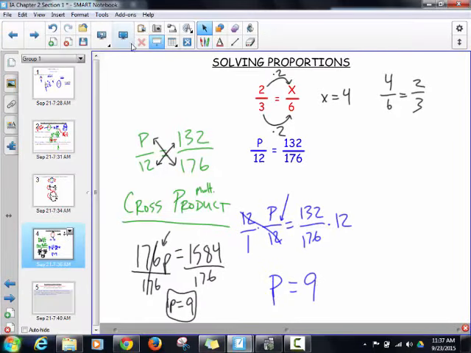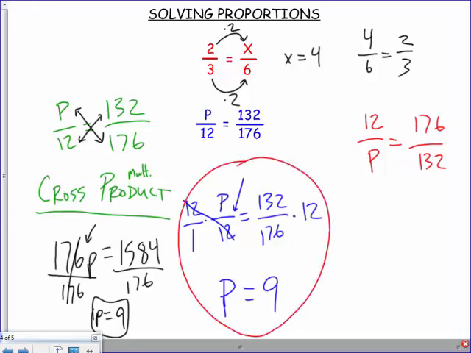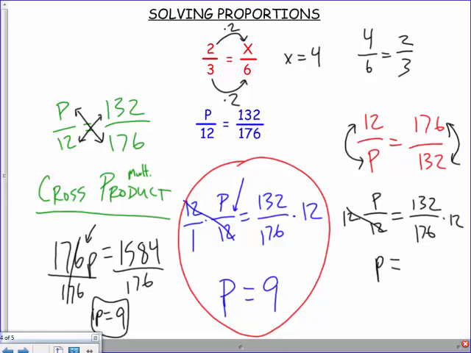Well, let's just say the variable was on the bottom. What if it was 12 over p equals 176 over 132? Okay, and you really like this middle method right here. You like doing this method, just multiplying what it is. Well, all you have to do is get the variable on top. So I could just flip-flop. I could flip these two around as long as I do what? Flip these two around. So I could rewrite this as p over 12 equals 132 over 176, and then just simply multiply by 12. Okay? So any method, cross product or algebraically, is just fine. Just make sure if the variable is on the bottom, just like it was over here, to flip-flop.